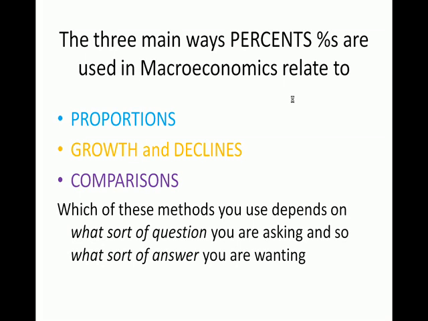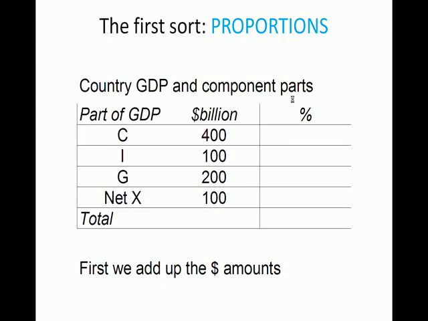The three main ways percents are used in macro relate to proportions, growth and declines, and comparisons. Which of these methods you use depends on what sort of question you're asking and so what sort of answer you're wanting. The first sort is proportions.